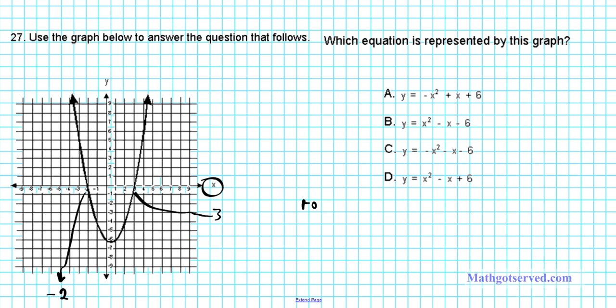So what are your roots? Your roots are x equals negative 2 and x equals 3, all right? Now, if I want to apply the zero product property, I have to set these two equal to 0. So to do that, I'll have to add 2 to both sides here. So this quantity becomes x plus 2 equals 0. And then over here, I'll have to subtract 3 from both sides so that it's equal to 0, x minus 3 equals 0.